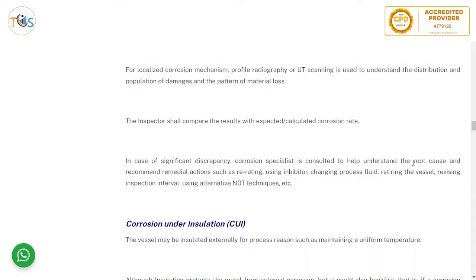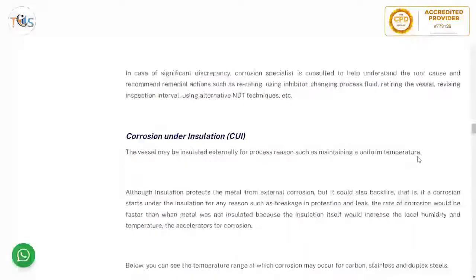The inspector shall compare the results with expected calculated corrosion rate. In case of significant discrepancy, a corrosion specialist is consulted to help understand the root cause and recommend remedial actions such as re-rating, using inhibitor, changing process fluid, retiring the vessel, revisiting inspection interval, using alternative NDT technique.